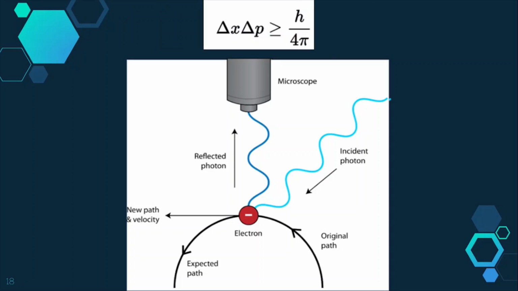And here is his principle quantified, and it states that the uncertainty in position multiplied by the uncertainty in momentum has to be greater than or equal to Planck's constant divided by 4 pi.